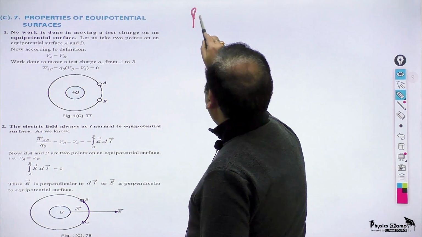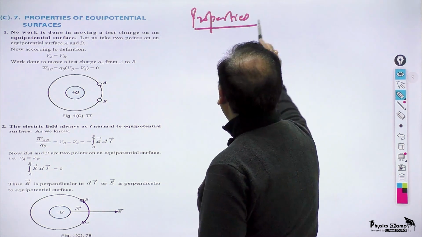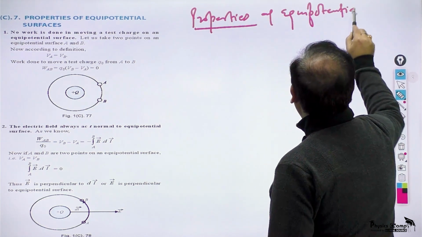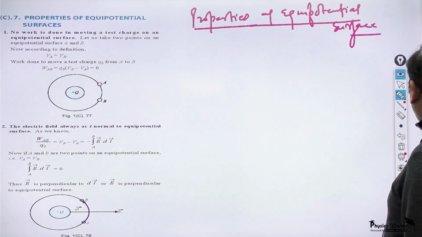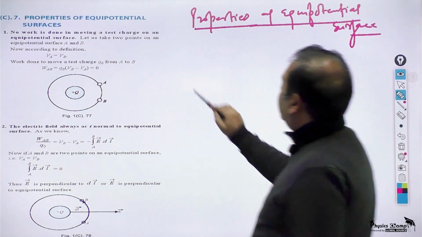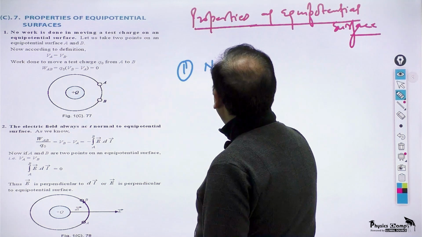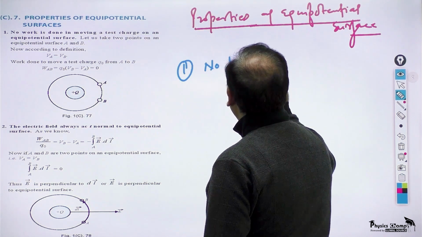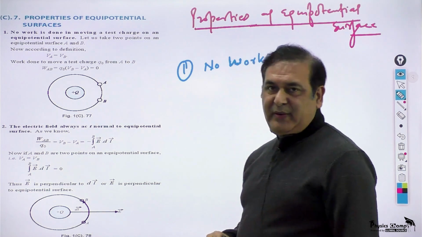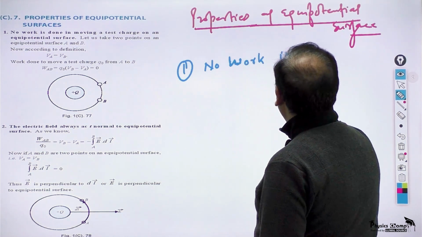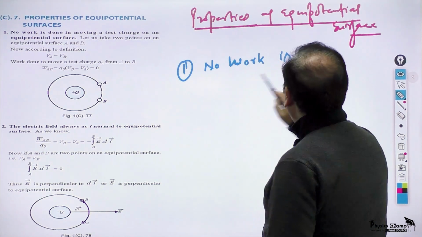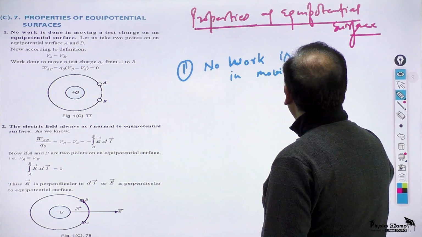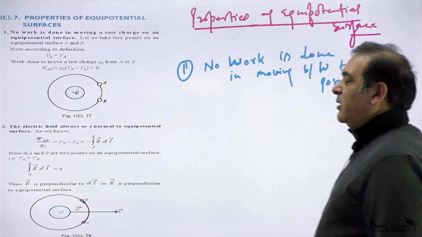Properties of equipotential surfaces. The first property of an equipotential surface is that no work is done in moving between two positions on an equipotential surface. We will write these properties and then we will prove them.